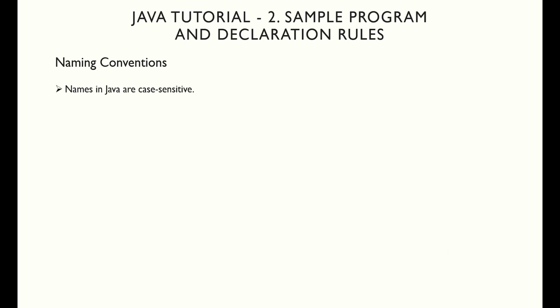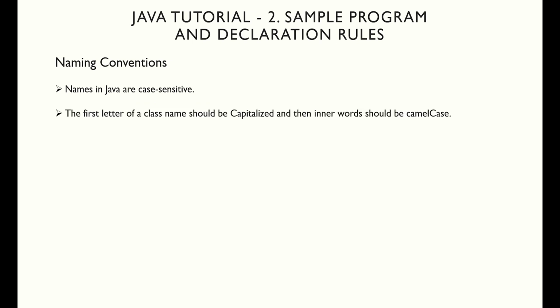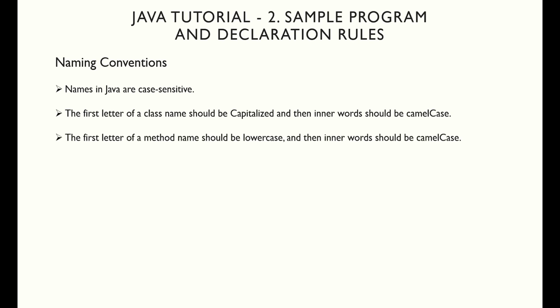Names in Java are case sensitive. Sample in all lowercase and sample in all uppercase are different. The first letter of a class name should be capitalized, and if several words are linked together to form the name, the first letter of the inner words should be camel case. The first letter of a method should be lowercase, and then inner words should be camel case. Class names are typically nouns and method names are typically verb noun pairs.